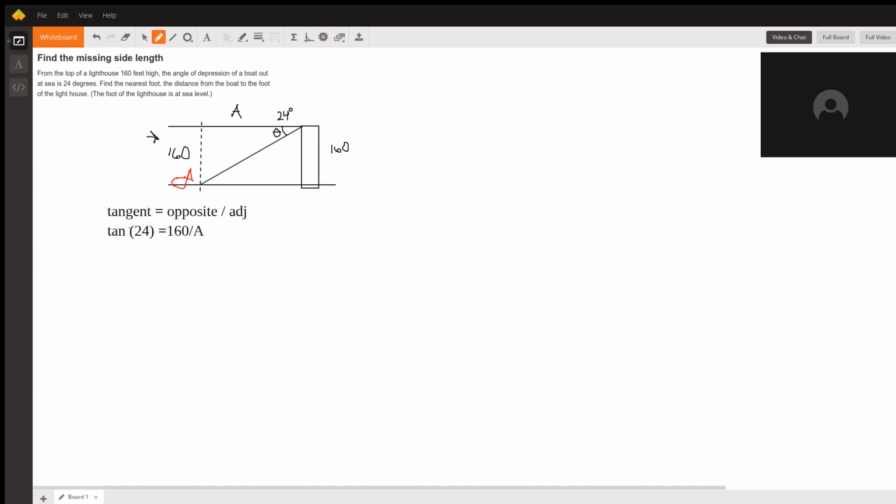And so if we do some rearranging, we get A times tangent of 24 equals 160. And then if we want to solve for A, we would say A equals 160 divided by tangent of 24, which we can find using our calculator. And eventually you would get something along the lines of 359.3 feet.